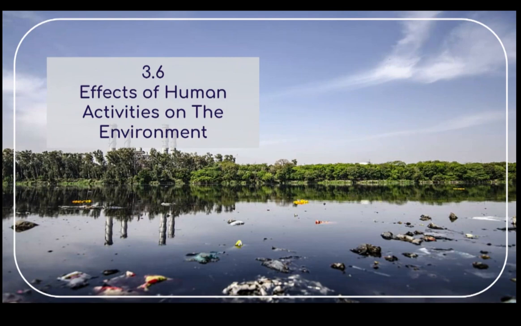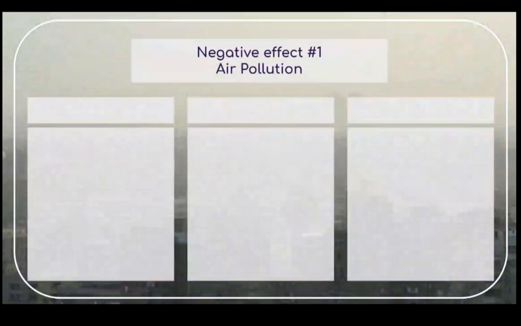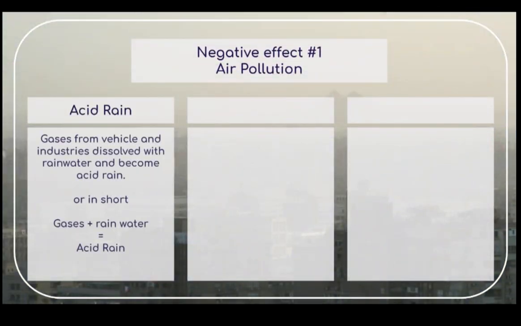3.6 We will talk about the effect of human activities on the environment, the negative effects and how to prevent them from happening. Air pollution: acidic gases and oxides of nitrogen are released into the atmosphere from things like vehicles or industry. These gases dissolve in rainwater to become acid rain. Acid rain kills organisms and damages stone structures.